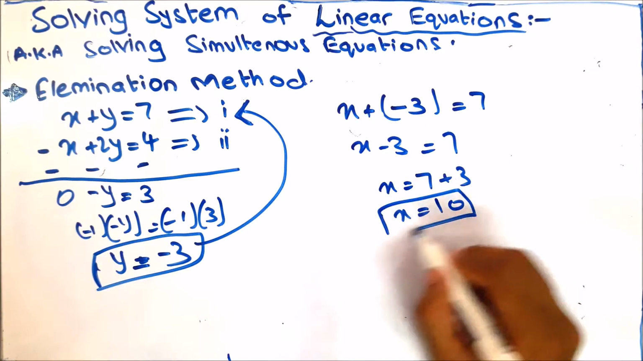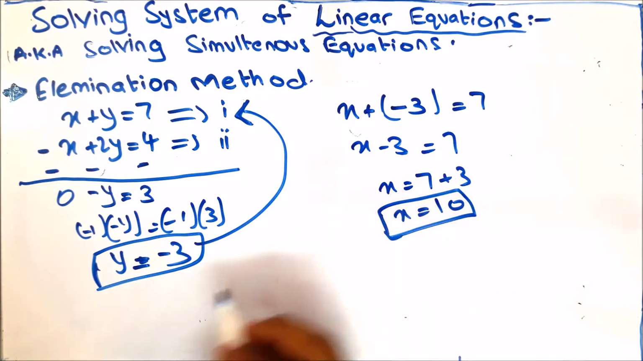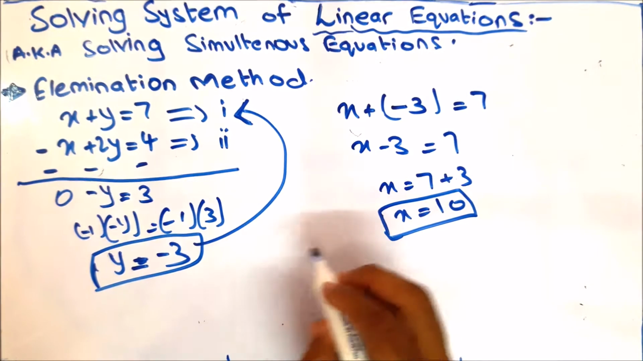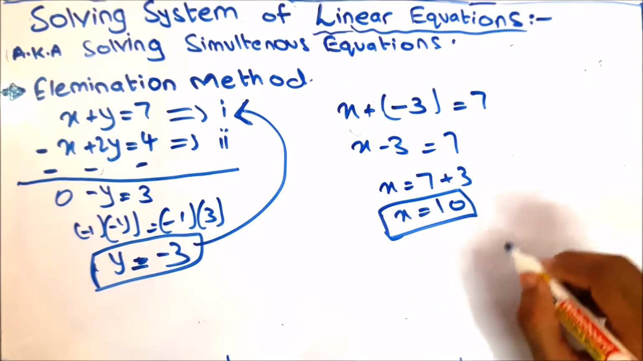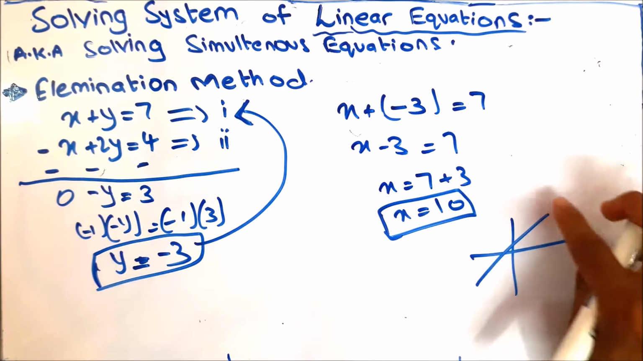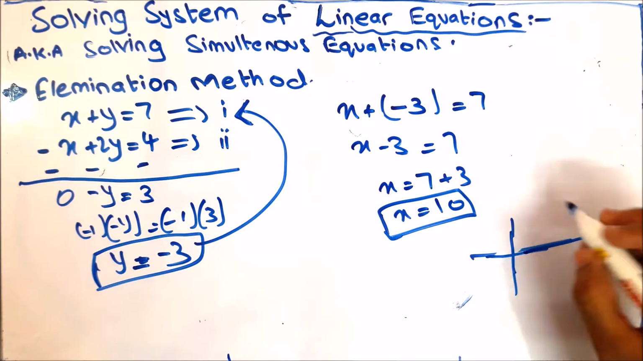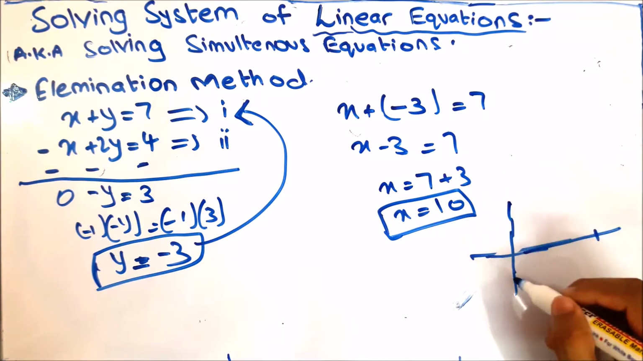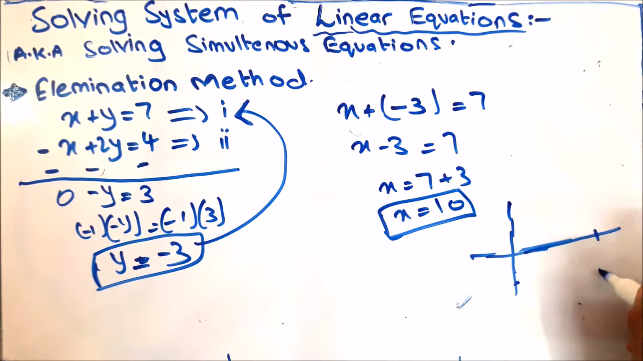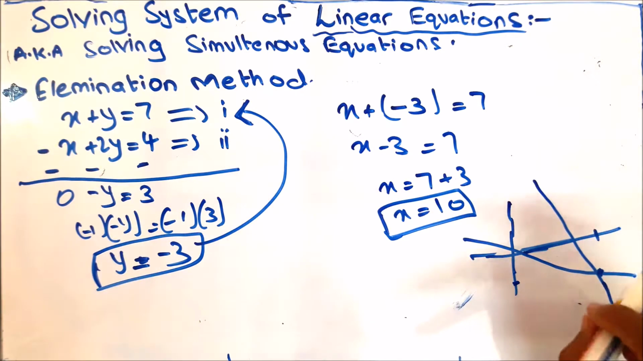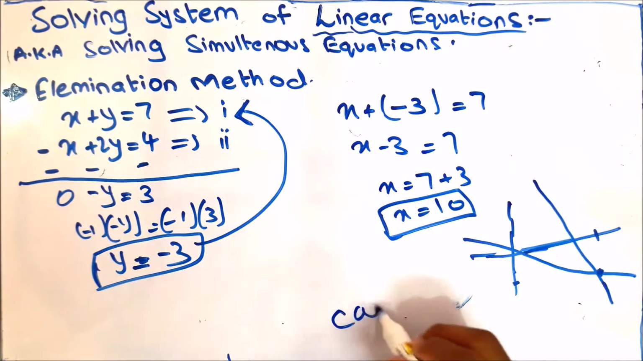Okay, so here we have a solution where we have an x value and a y value. These lines intersect where x is equal to 10, which is somewhere over here, and y is equal to minus 3, which is somewhere over here. So they intersect over here. These are lines that intersect at one point. This is our case 1.